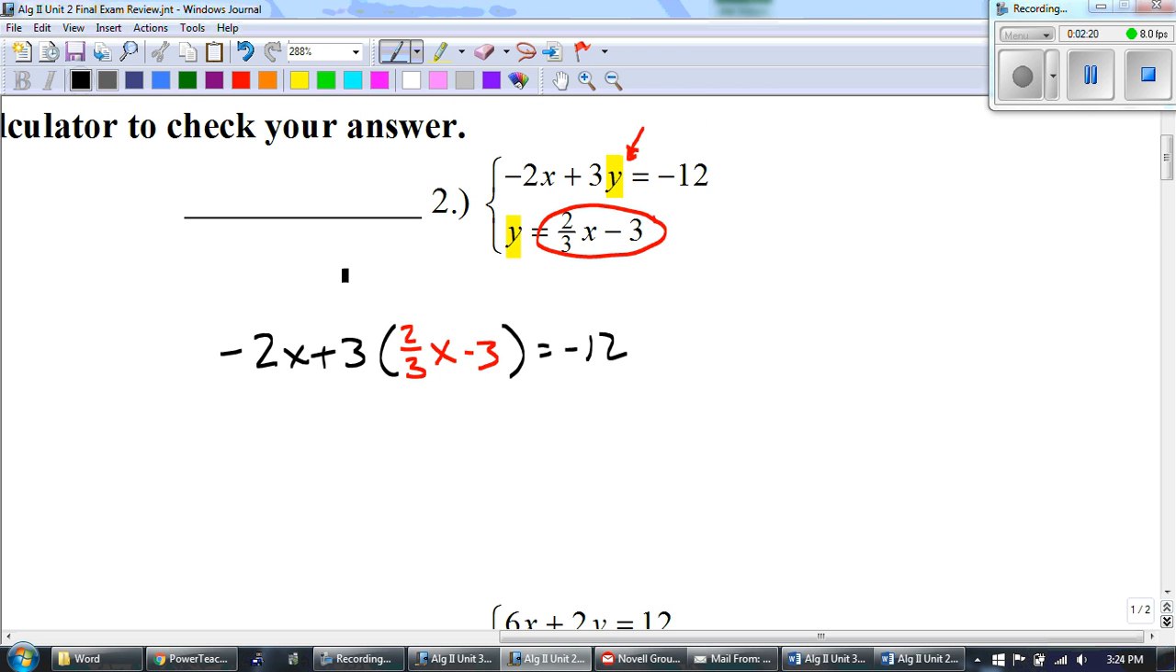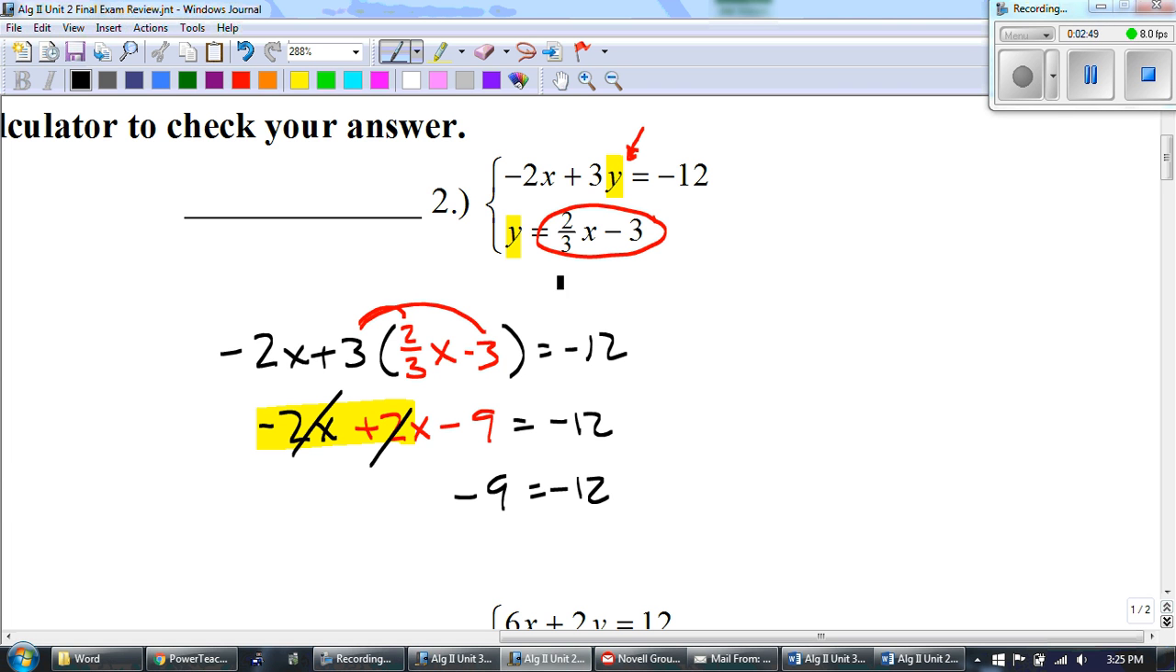Okay, so the first thing I have to do is distribute, and I'm going to distribute the 3. 3 times 2/3 is 2, and it's going to be a positive 2. 3 times negative 3 is negative 9. And then I need to combine like terms. When I combine like terms, the x's cancel, and I'm left with negative 9 equals negative 12, which we all know is false. So our answer is no solution.